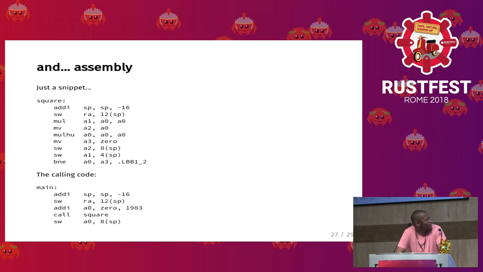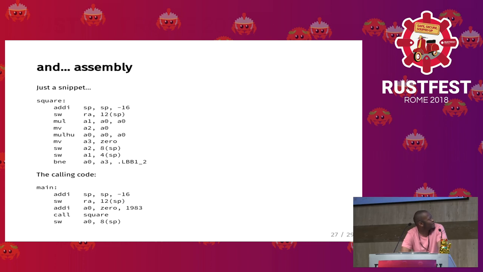So if you look at main there, you'll see, I should have put some example code here. You'll see that I was actually giving 1983, which is an arbitrary number. Remember, it was an argument to a function call. So basically, you take 1983, put it in a register called A0, and then after that, you call a function called square. And then if you ignore some of those things, you'll see the instruction called MUL. That's where the multiply actually happens.